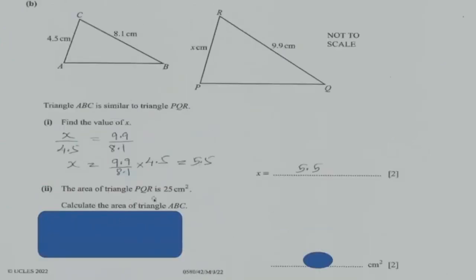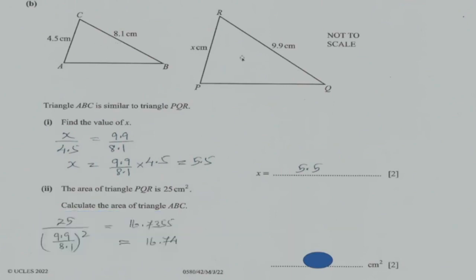The area of triangle PQR is 25 square centimeter. Calculate the area of triangle ABC. So area we are given this one. We have to find this area. This area we can divide by 9.9 over 8.1. Otherwise, this one also correct. We can use 5.5 over 4.5 squared. Then the answer is 16.7355. It is approximately 16.74 square centimeter.